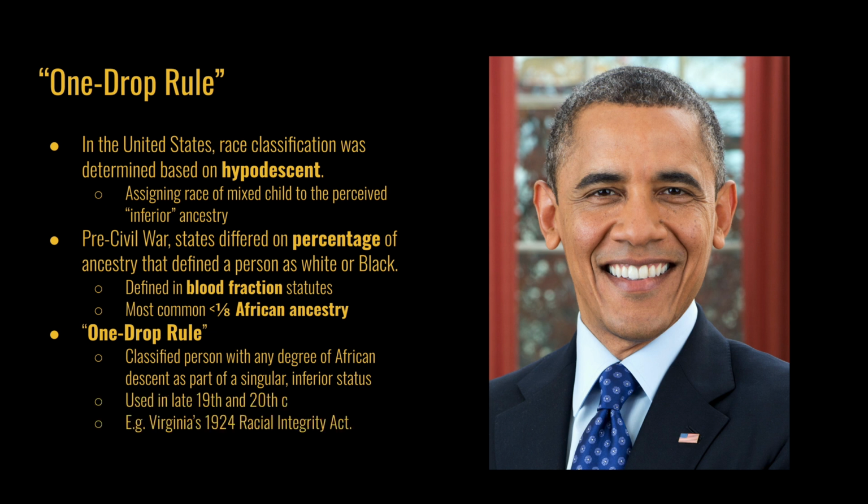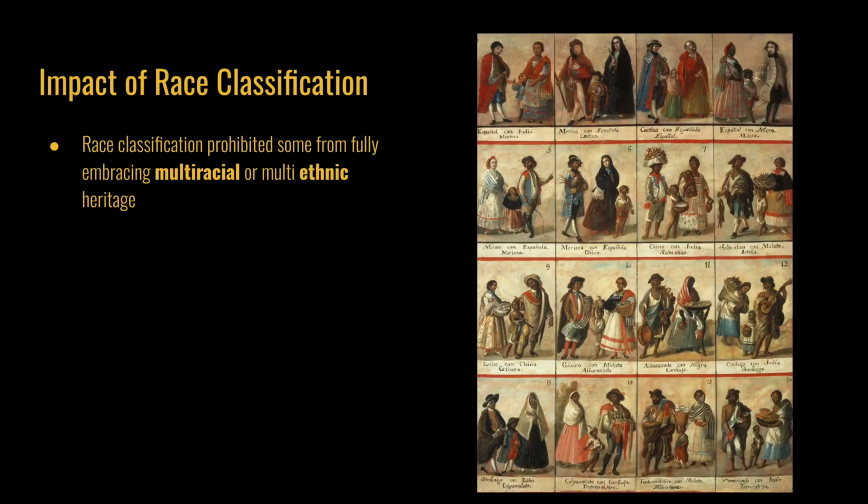Virginia's 1924 Racial Integrity Act, one of the most famous of these laws, was challenged in the Supreme Court case Loving v. Virginia, which ended anti-miscegenation laws in the United States. This act also mandated racial registration certificates for all newborns, solidifying racial boundaries. The impact of race classification was that it prohibited some African Americans from embracing their multiracial and multi-ethnic heritage.